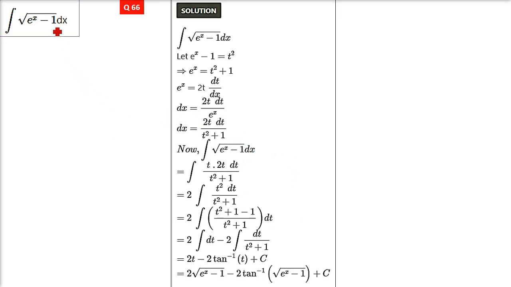So this is how we are going to do this. The main thing is you need to get rid of this under root. For that you have to put t square as e raise x minus 1. And then we will try to replace dx with whatever we get when we do the differentiation.